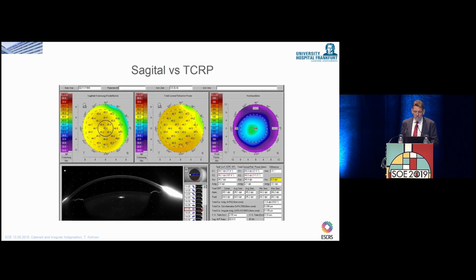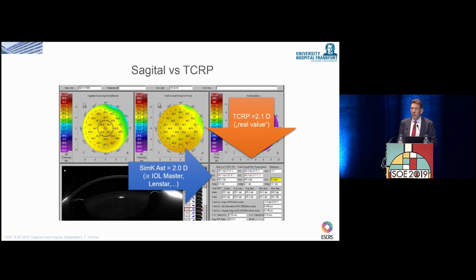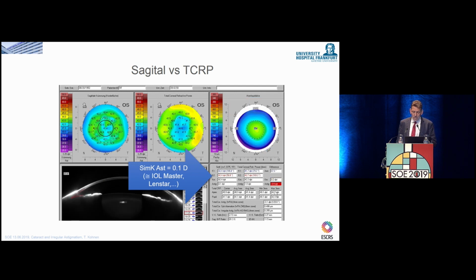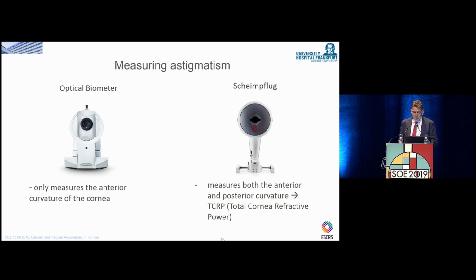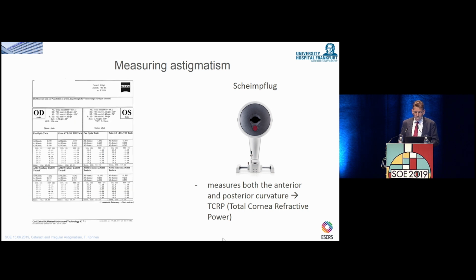And if you look at the maps here, you find a discrepancy between this case here, where the anterior is 2 diopters and the posterior 2.1. But there are also cases where you have at the anterior 0.1, and at the posterior, the total corneal refractive power, 1 diopter. And therefore, the selection of toric lenses becomes a little bit more difficult. Therefore, the new measuring device is very important.